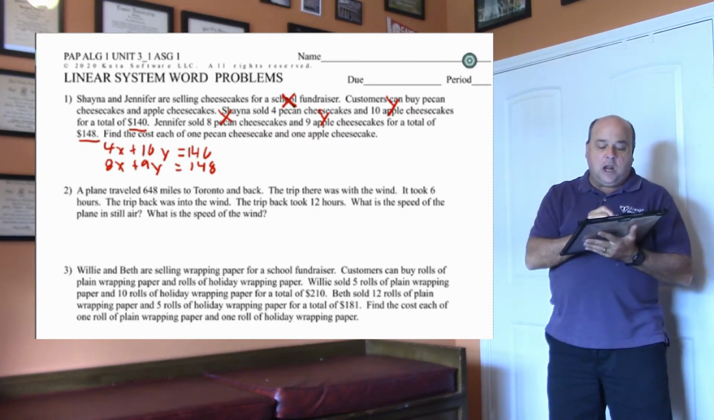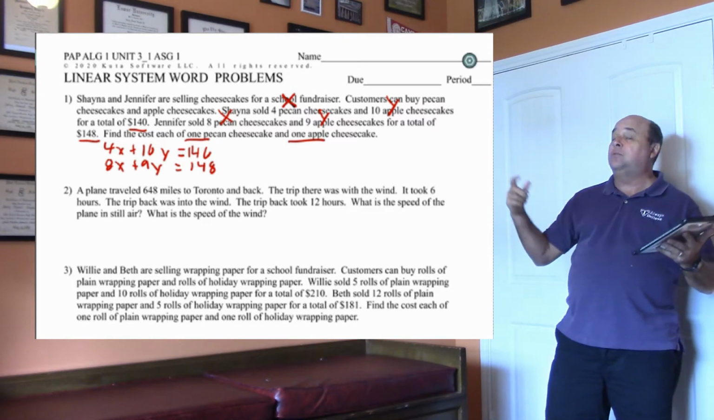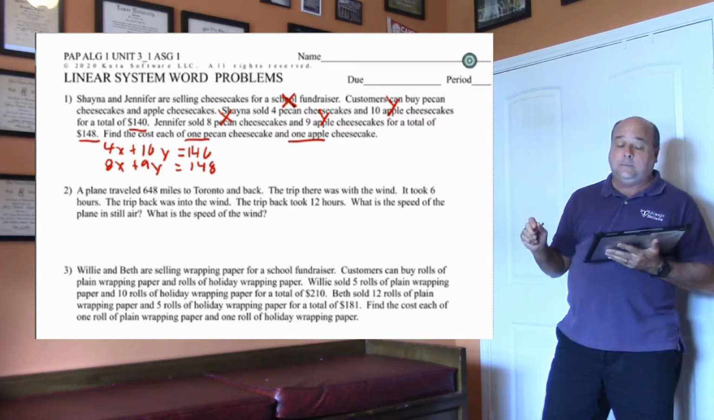Now then, this problem wants the price of 1 pecan and 1 apple. Sometimes they may ask, what does it cost for 2 apple and 3? So you have to read the problem. The answer may not be the x and y.